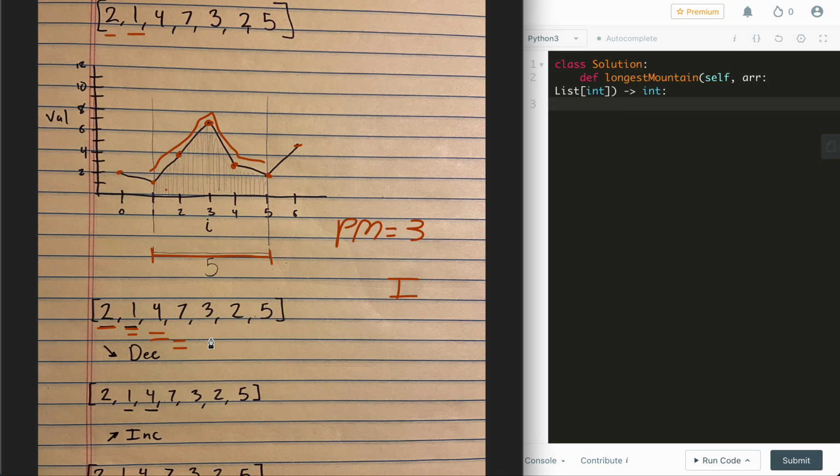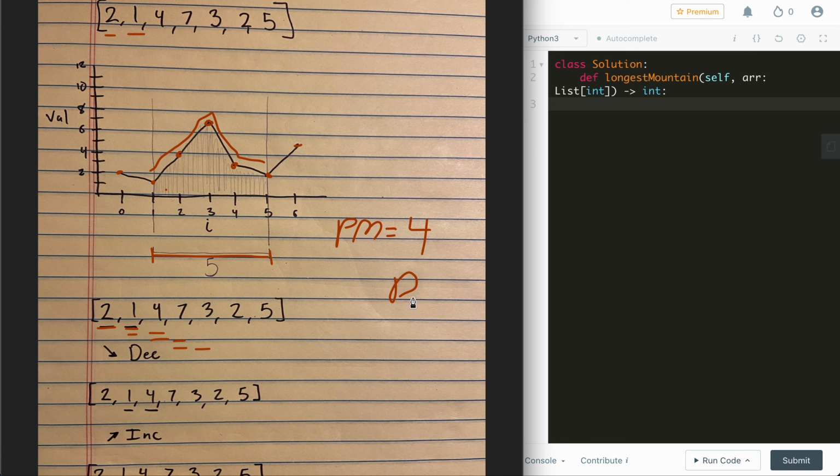So we're at 7 and 3. Oh, this is a decrease. 7 is greater than 3. So that means that we are now at a decrease, but check this out. Because we're now entering a decrease, meaning we are right here, and previously we were in an increase, our potential mountain is going to get incremented. We are still in a mountain. We are now at 4, but the mode that we are in right now is that of a decrease.